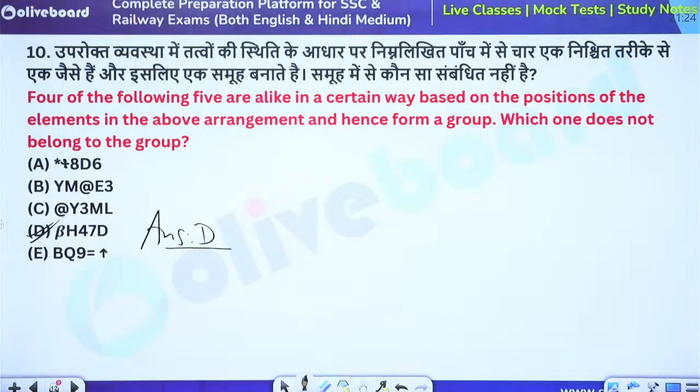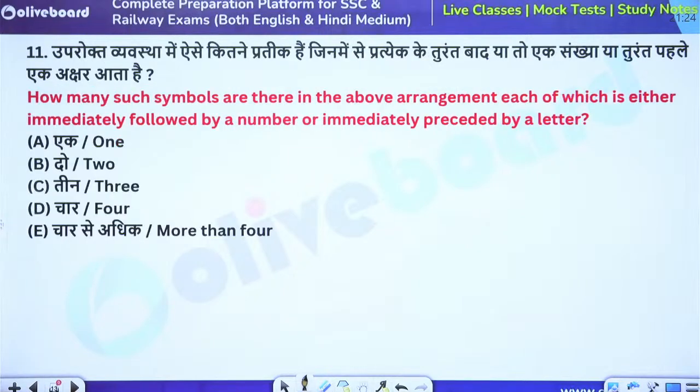Cool. Siddharth. Okay. Perfect, Siddharth. Great. Next one is also based on that. Till question number 14, everything is based on the series.